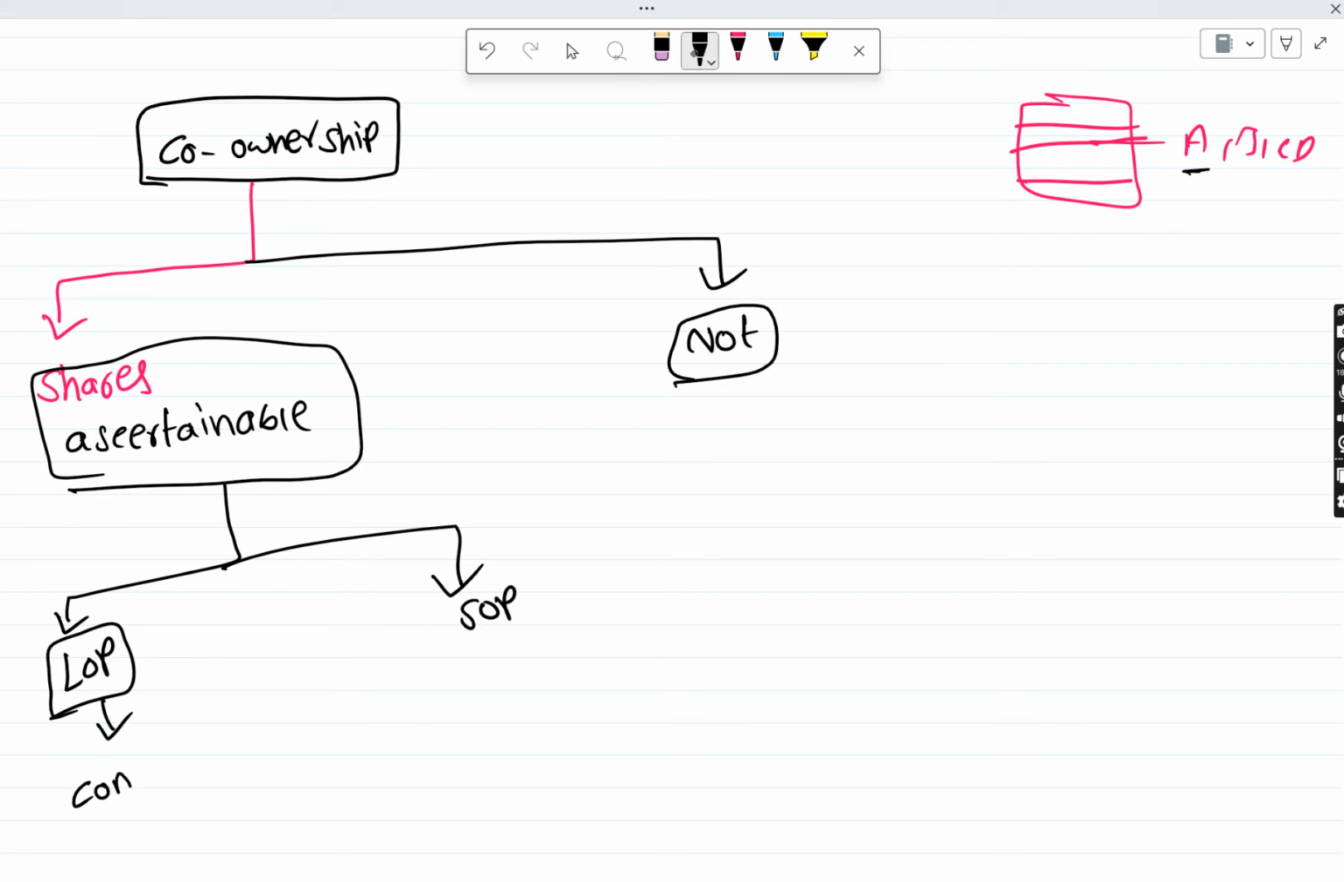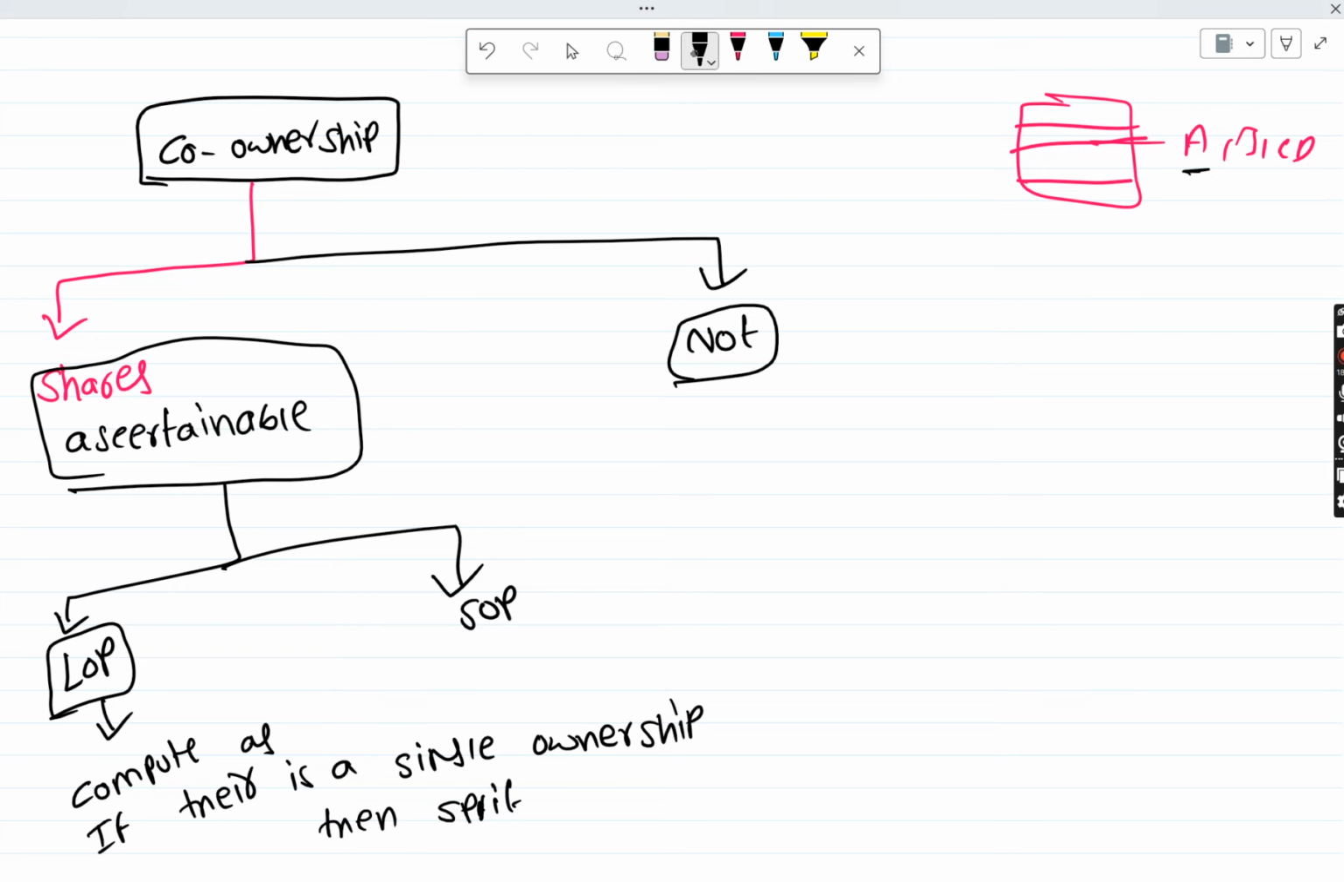If it is a let out property, then compute as if there is a single ownership, and then split according to the percentage given in the question. First you compute as if there is a single owner, then you split. But what if it is a self occupied property? Then you do a separate calculation.